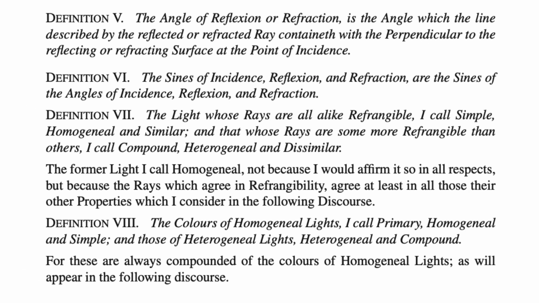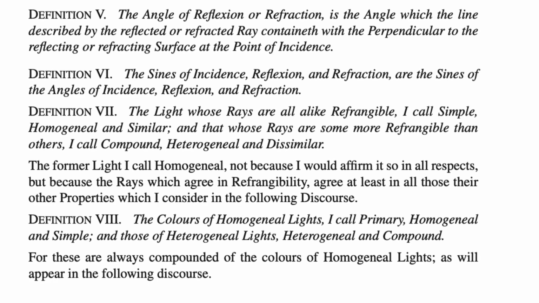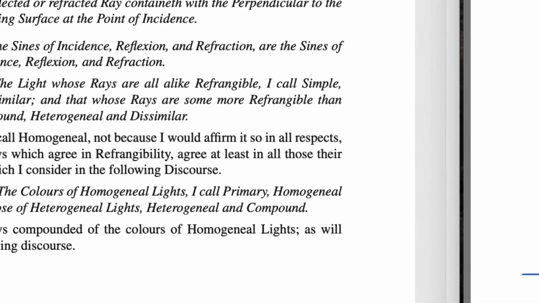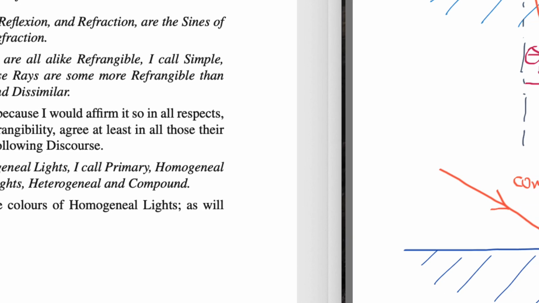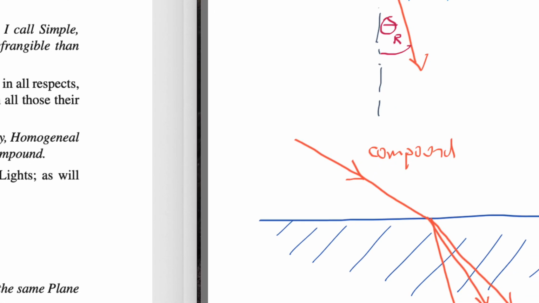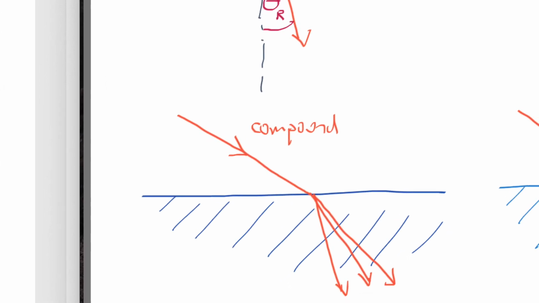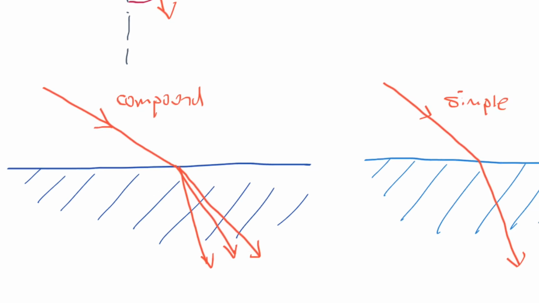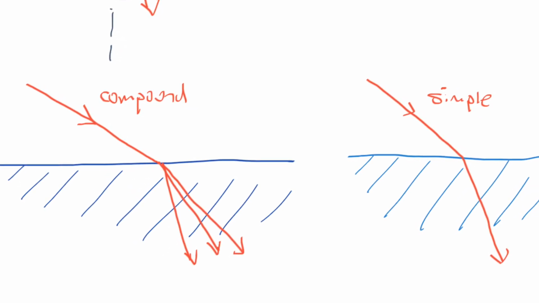He says that the colors of homogeneal lights I call primary, homogeneal, and simple, and those of heterogeneal lights, heterogeneal, and compound. We're going to find later on that compound rays, the reason why they are separated into different beams that are refracted by different amounts is because different colors of light refract by different amounts. So for example, if the beam coming in was comprised of white light, then when you hit this piece of glass with white light, you're going to have it separate into a rainbow of rays. So the red rays will be bent least, and the blue rays will be bent most. So there will be a rainbow spreading out here.